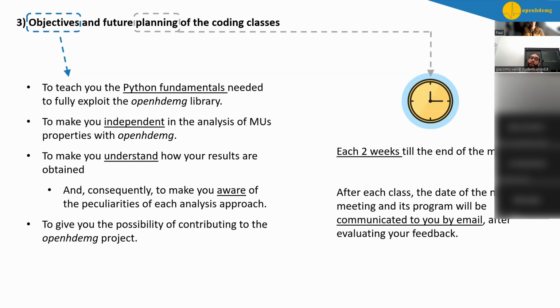The original idea was to do the coding classes every 2 weeks, till the end of the modules. We have no idea how many modules we are going to do, because this very much depends on how you respond to our classes. So if we are going too fast, if we are going too slow, if you prefer to go deeper into some aspects or to go faster, okay?